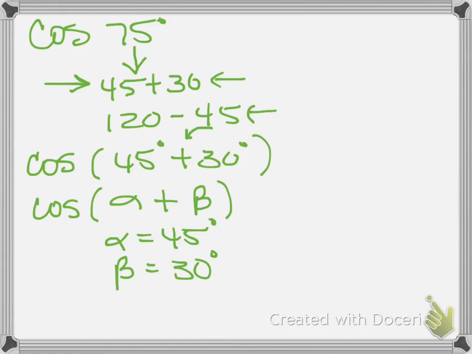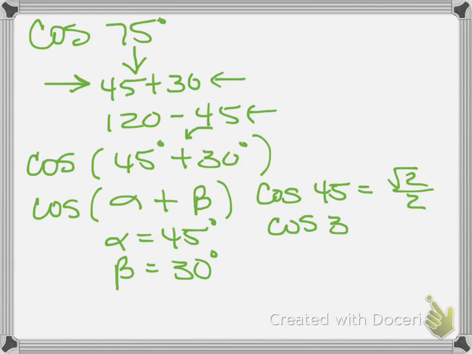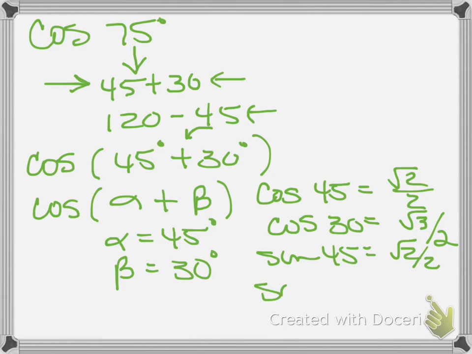I can find cosine of 45, which is equal to square root of 2 over 2. I can find cosine of 30, which is equal to square root of 3 over 2. I can find sine of 45, which is equal to square root of 2 over 2. And I can find sine of 30 degrees, which is equal to 1/2. So those are all the things that I need for my formula.